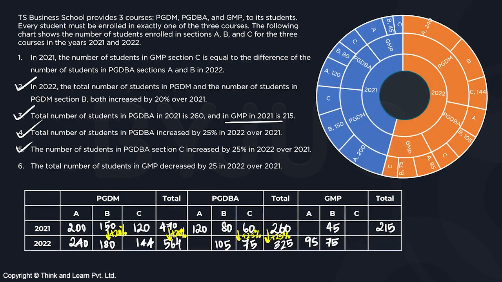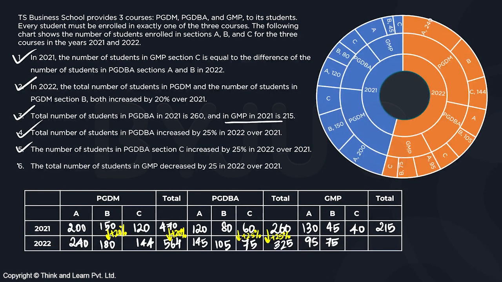Let's look at it. A section is going to be 180, which is already there. So we need overall 325, so this is going to be 145. Now, if you use the first statement, if you remember, the difference in the number of students in section A and B, which is 40 here in 2022, is equal to GMP section C. So that means this turns out to be 40. Now 45 plus 40 is 85. We need 215, so this has to be 130.